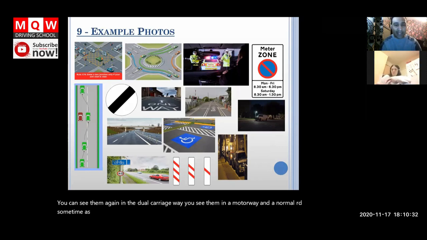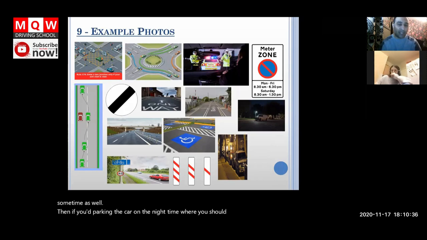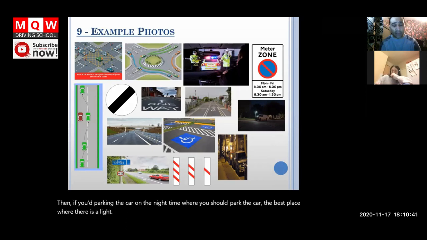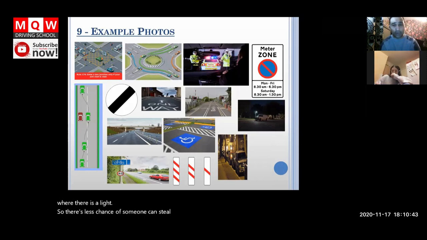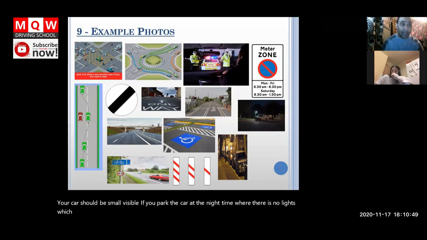Then if you're parking the car at night time, where should you park the car? The best place is where there is a light, so there's less chance someone can steal something from your car. Your car should be more visible. If you park the car at night where there are no lights, which light should you keep on? Your small bulbs, which are called side lights or parking lights.